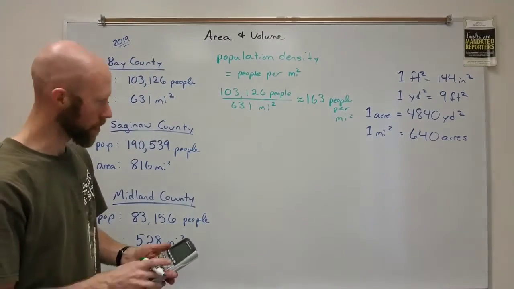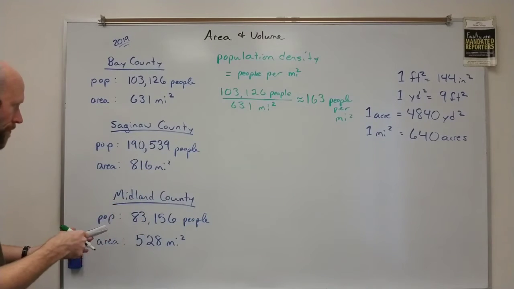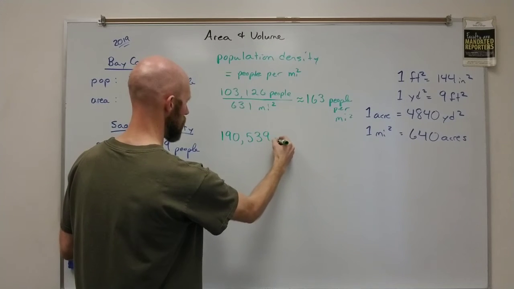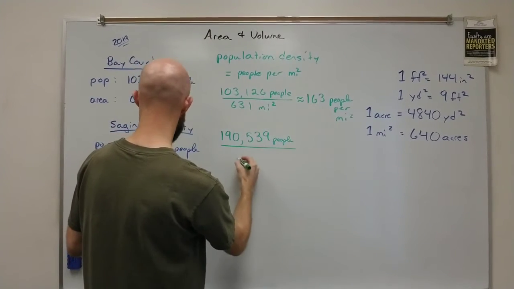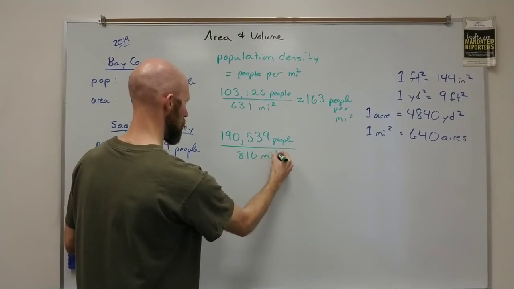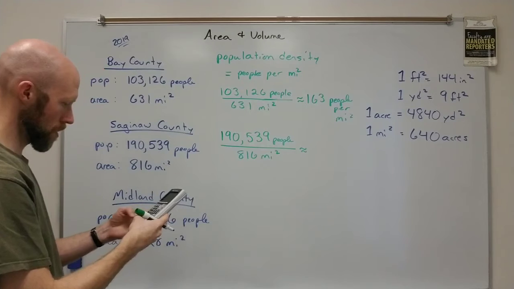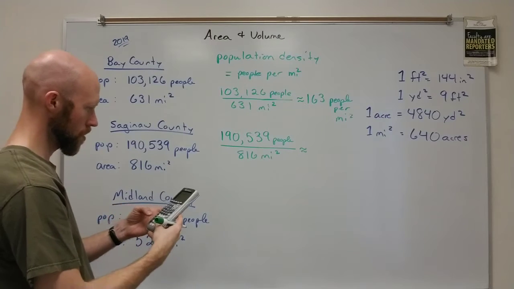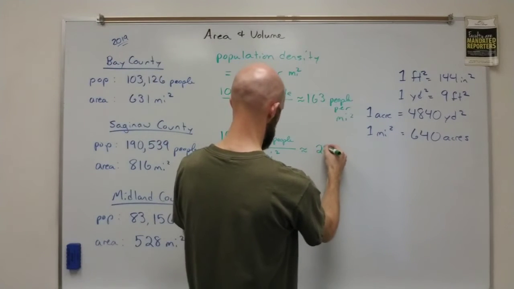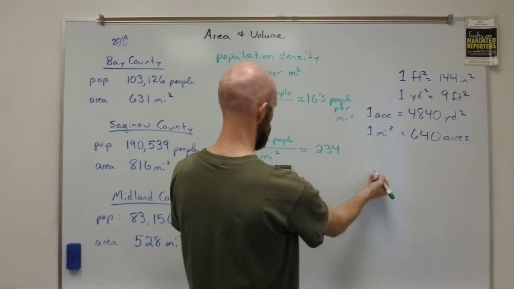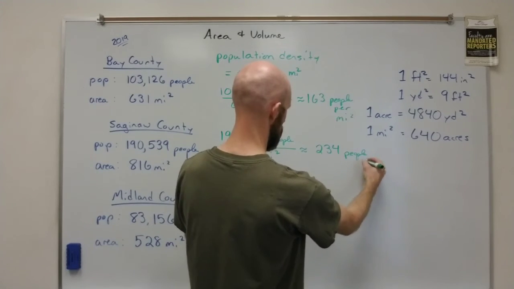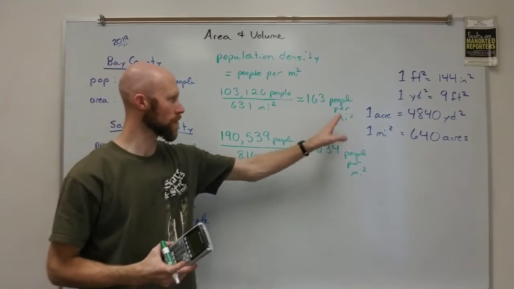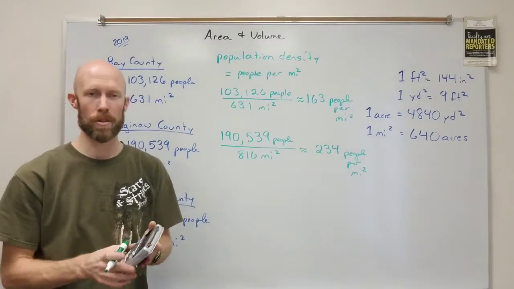Okay, let's look at the same for Saginaw County. See what that is. We got 190,539 people, 816 square miles approximately, let's see, 190,539 divided by 816, and you get about 234 people per square mile. So it's quite a bit more dense. You get roughly 71 more people in each square mile.